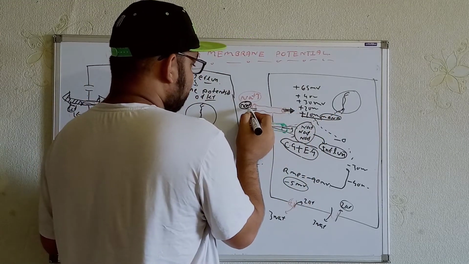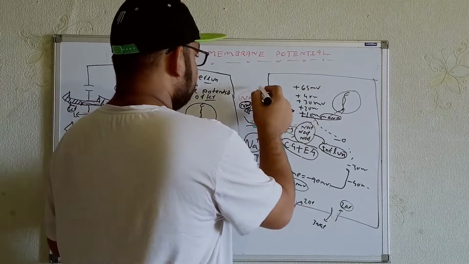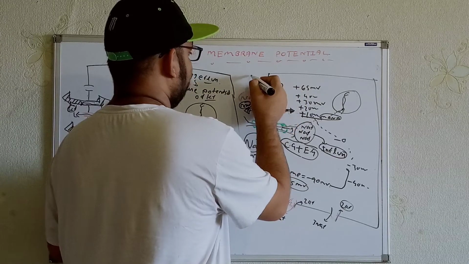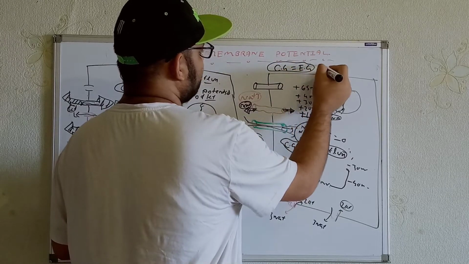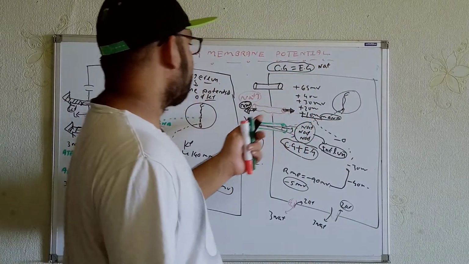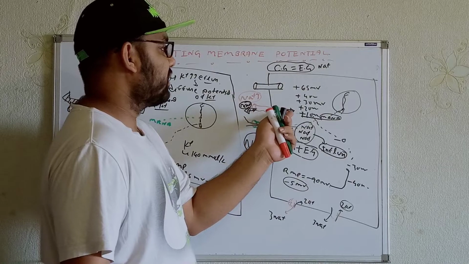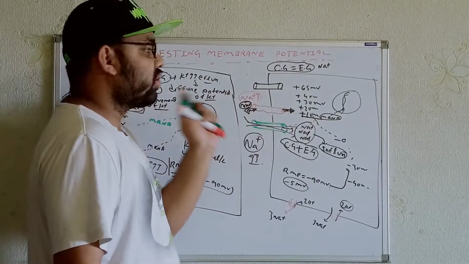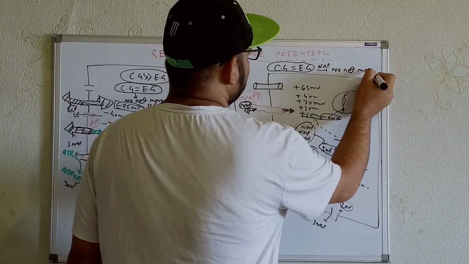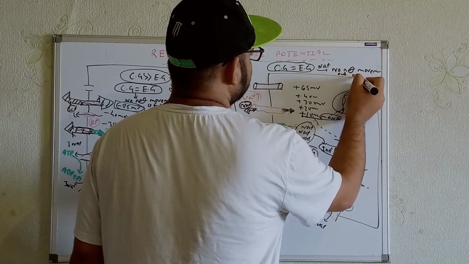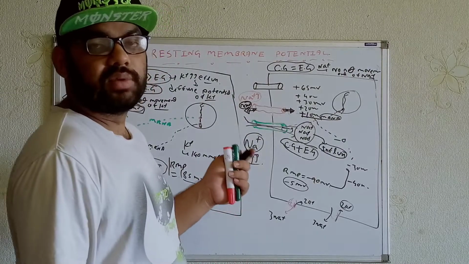Now in these cases, a time will come where the concentration gradient will be equal to the electrical gradient with respect to the sodium. The concentration gradient outside of the cell for the sodium will be equal to the electrical gradient of the sodium within the cell. As a result, there will be no net movement of sodium. Whenever there is no net movement of the sodium, that is known as the equilibrium potential for sodium.